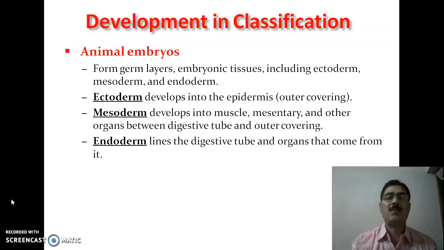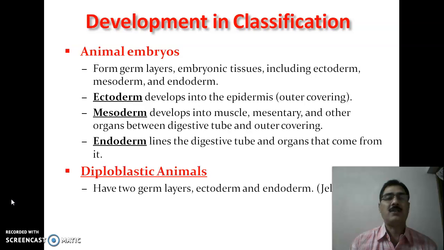The ectoderm develops into the epidermis, which is the outermost covering. Mesoderm develops into muscles, mesentery and other organs between digestive tube and outer covering. Endoderm lines the digestive tube and organs that come from it.